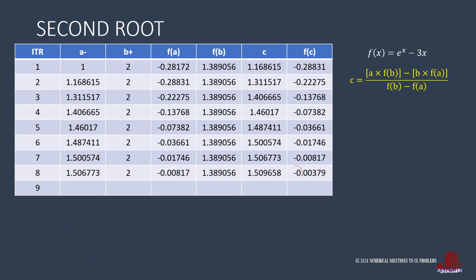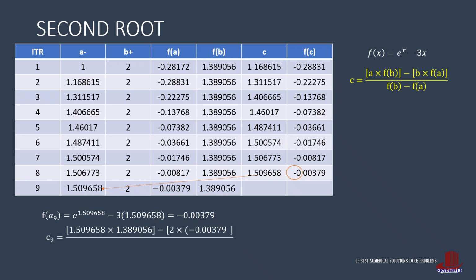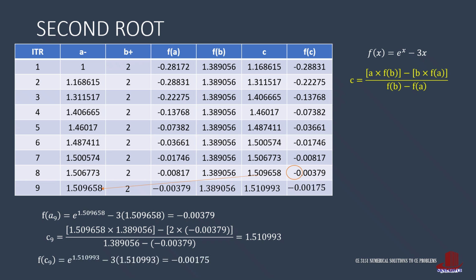The ninth iteration still have A changed into 1.509658 because the sign of FC is still negative. B is still the same. FA then becomes negative 0.00379, but FB also remains the same. C is computed from the function and the new values of A, B, FA, and FB, and turns to be 1.510993. Substitute this new C into the function and get negative 0.00175.